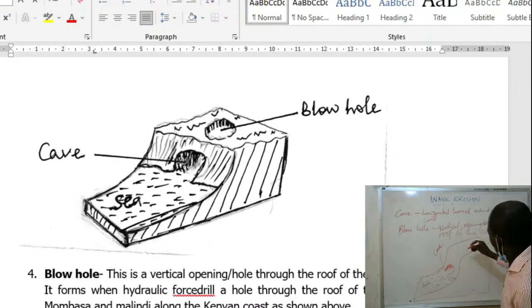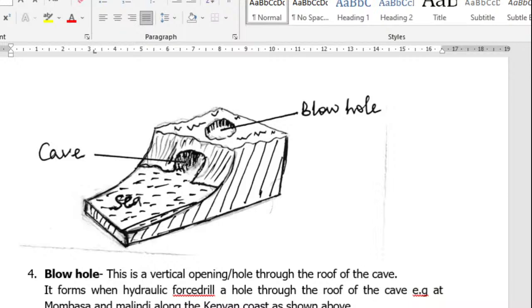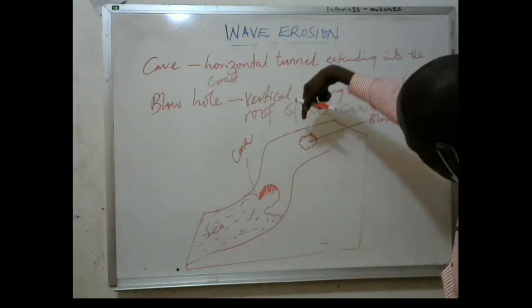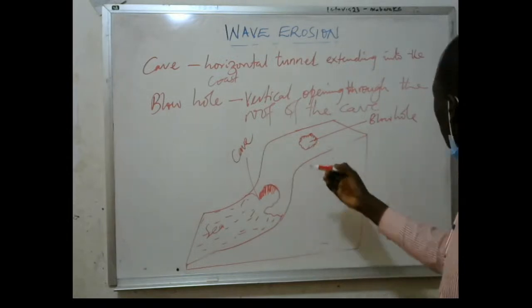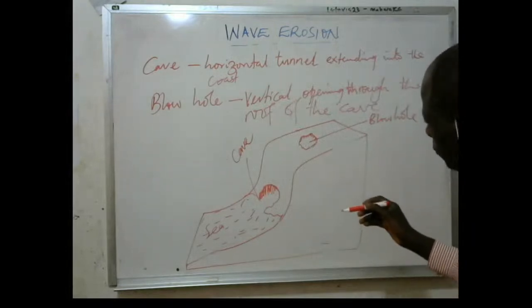This is our cave. Now, at some point within the cave, as the water splashes upwards, it drills a hole through the roof of the cave. This is what's going to appear on top of the coastal rock, and this is what you're going to call the blowhole. So this hole connects the cave down. The cave and the blowhole form jointly.